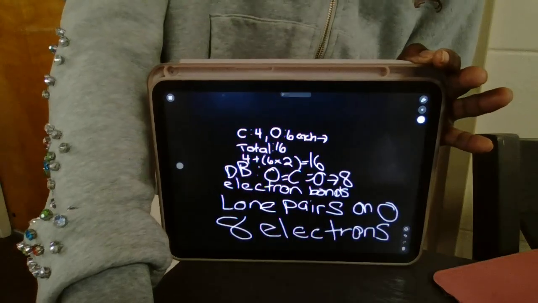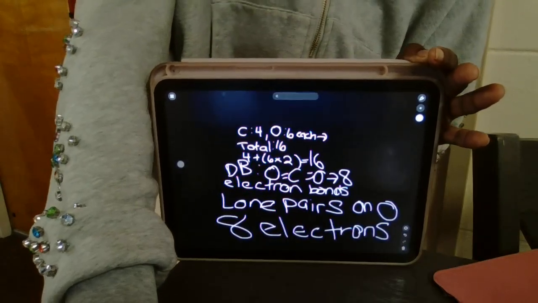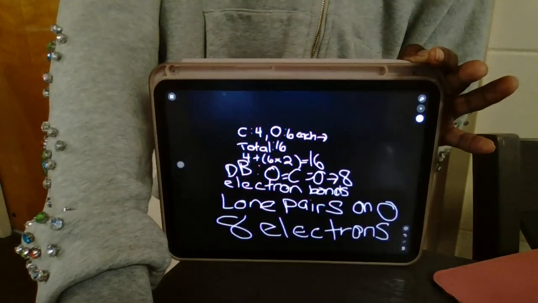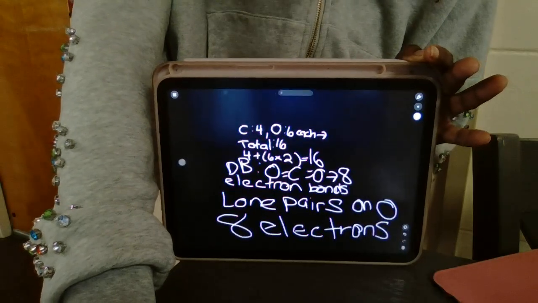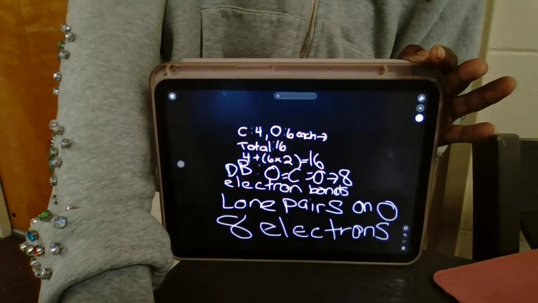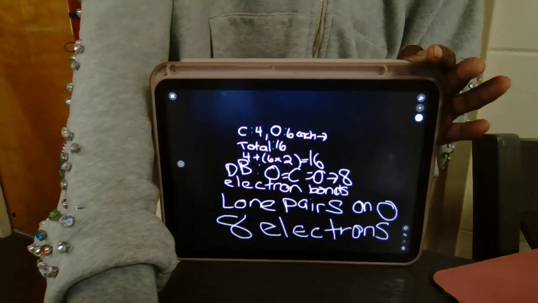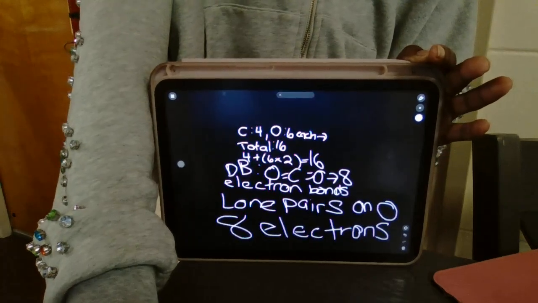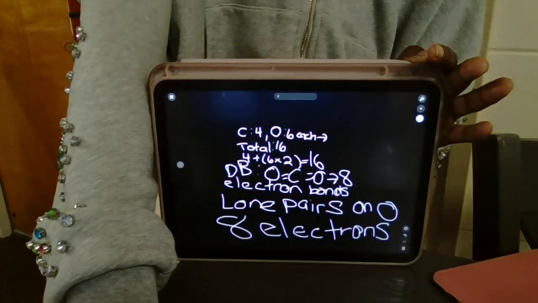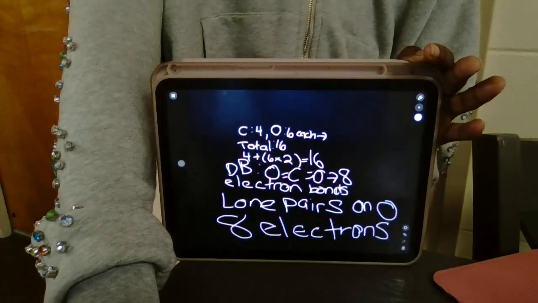For the next example, carbon has four valence electrons and oxygen has six. So the total is 16. Each double bond uses 4 electrons, leaving 4 electrons on each oxygen as lone pairs. That's why carbon dioxide has a linear shape.